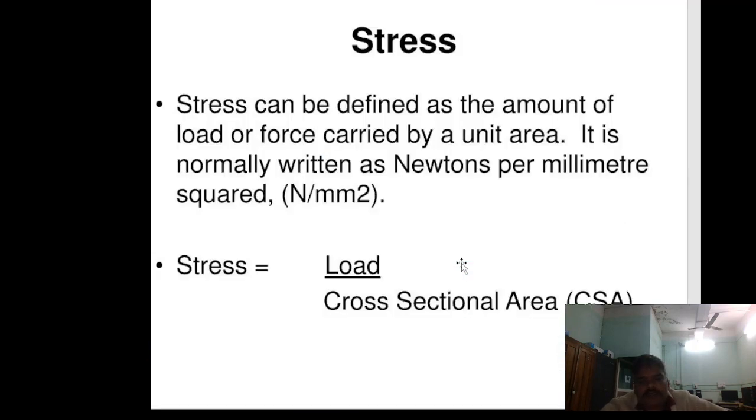Next, stress we have to calculate by the load you applied on the sample divided by cross-sectional area. There are two stresses, engineering stress and true stress. Engineering stress is load divided by overall cross-sectional area and true stress is load divided by instantaneous cross-sectional area.